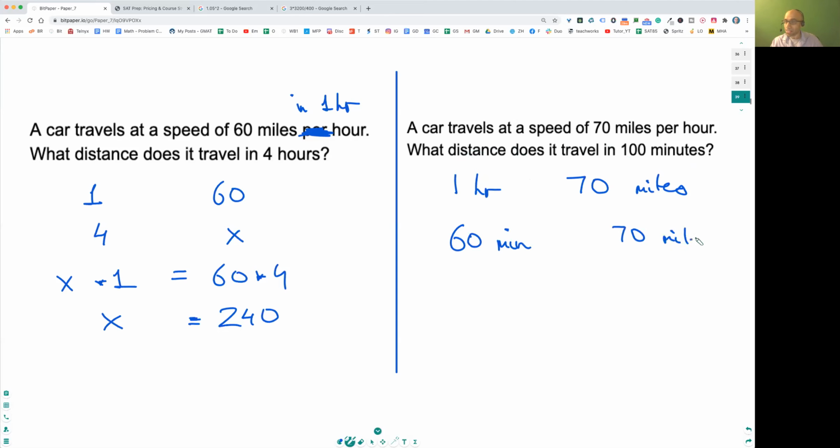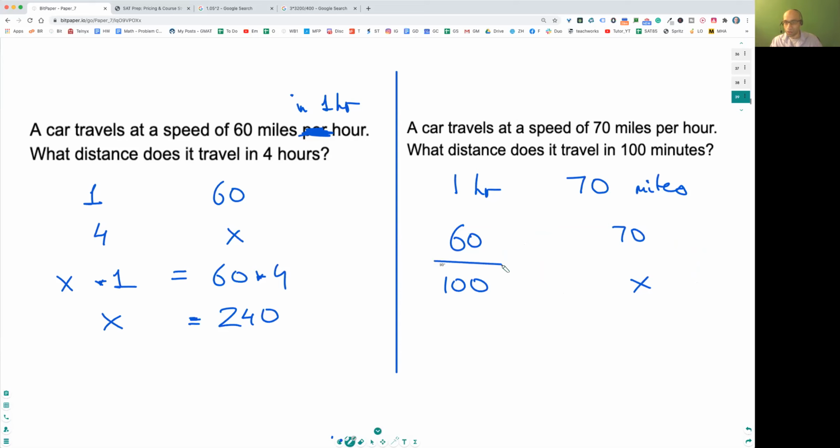And again, you're going to set up this exact cross multiplication example, right? What distance does it travel in 100 minutes? So 100 minutes is going to be x miles. Okay, so now you got miles to miles, minutes to minutes, like this. So you set it up correctly. Get rid of these. Okay, get rid of these.